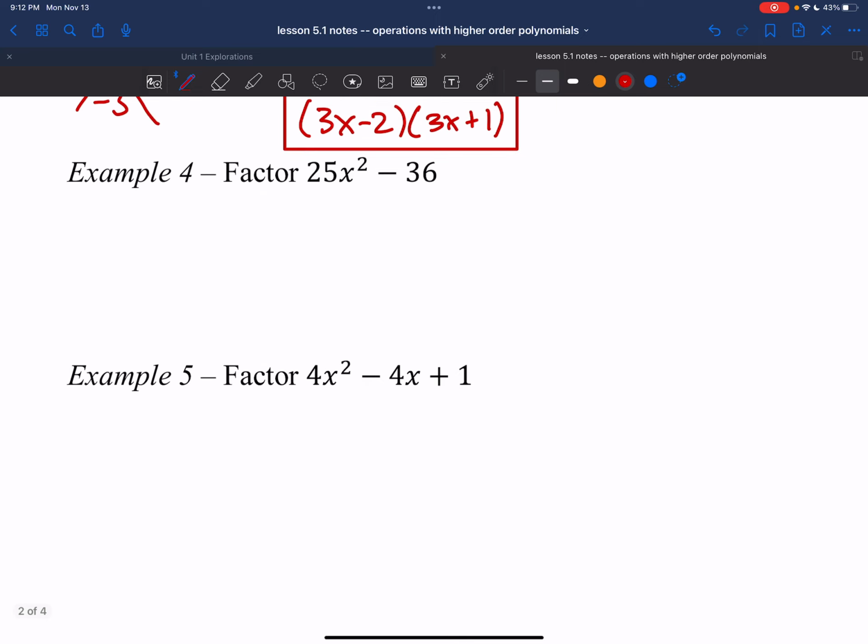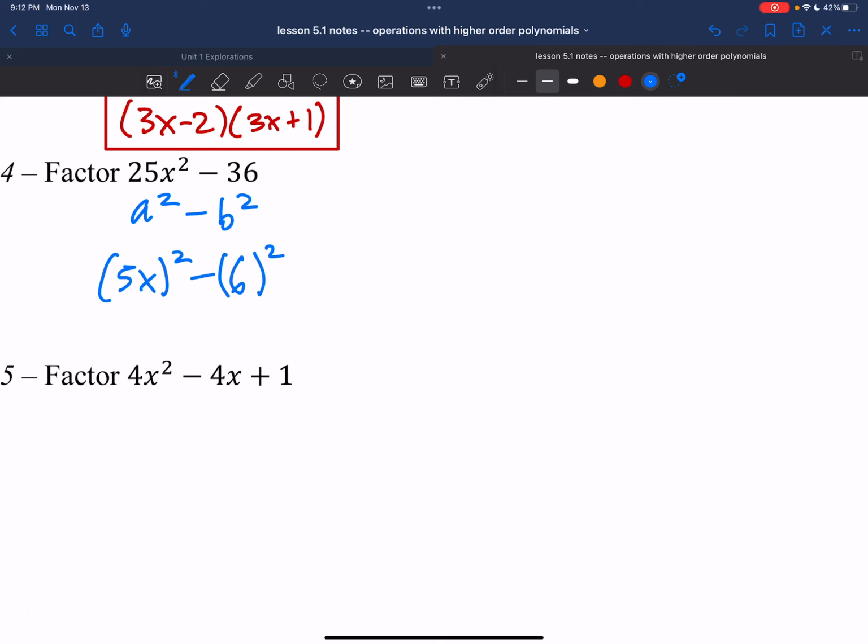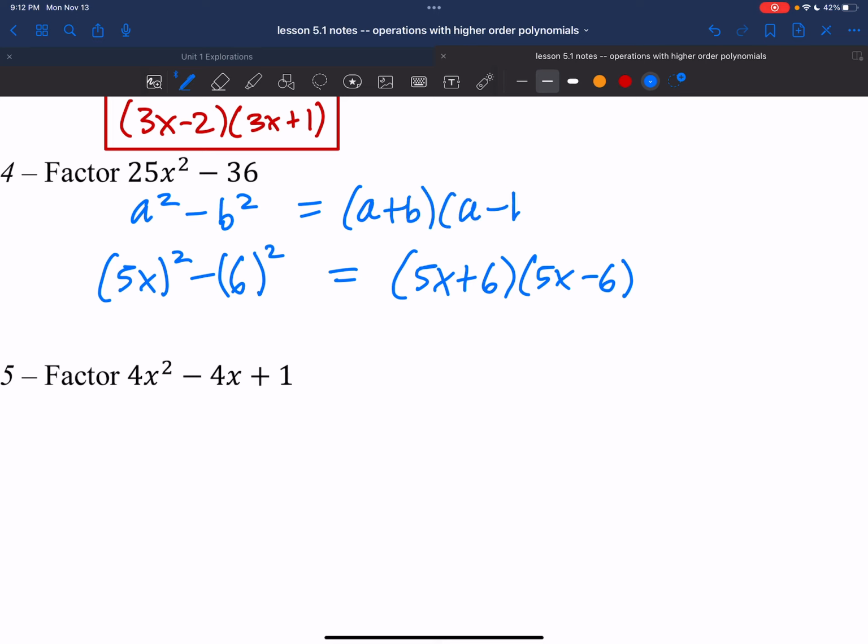Example 4, factor 25x squared minus 36. This is a difference of squares. A squared minus b squared, which is like 5x squared minus 6 squared. So what this factors as is 5x plus 6 times 5x minus 6. Let's call that the difference of squares identity, right? And we know that. We've been doing that, yeah? You're going to see difference of squares so many times. Not just in this class, all over the place in math. Just everywhere. It's going to pop up.